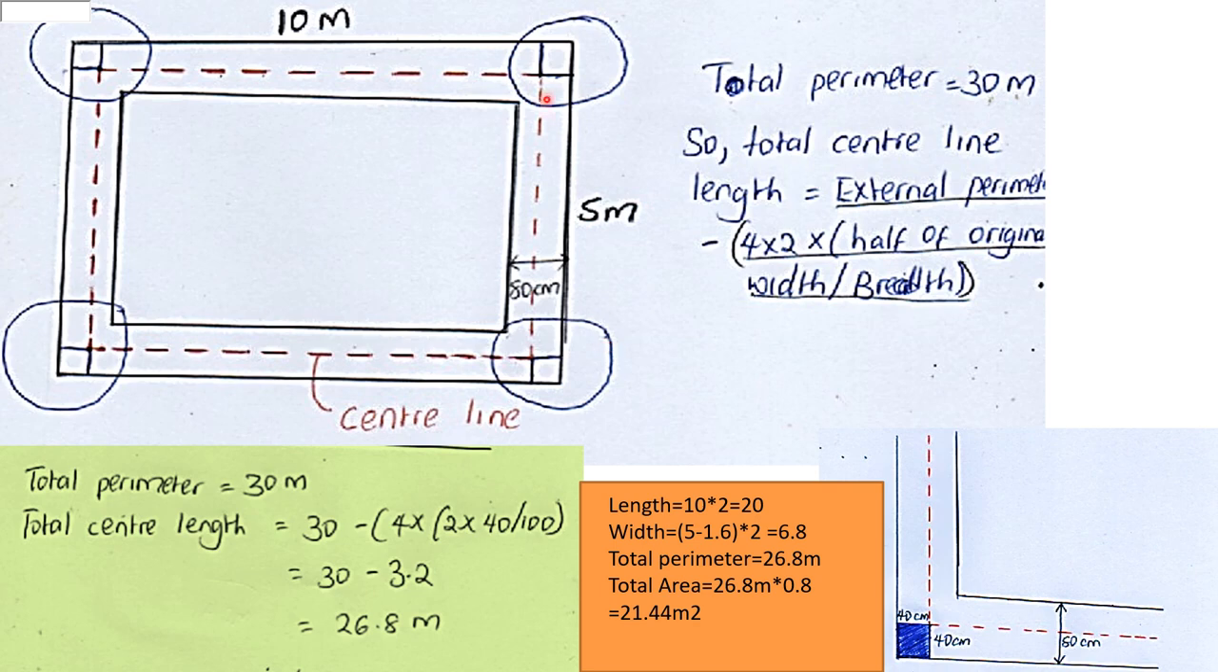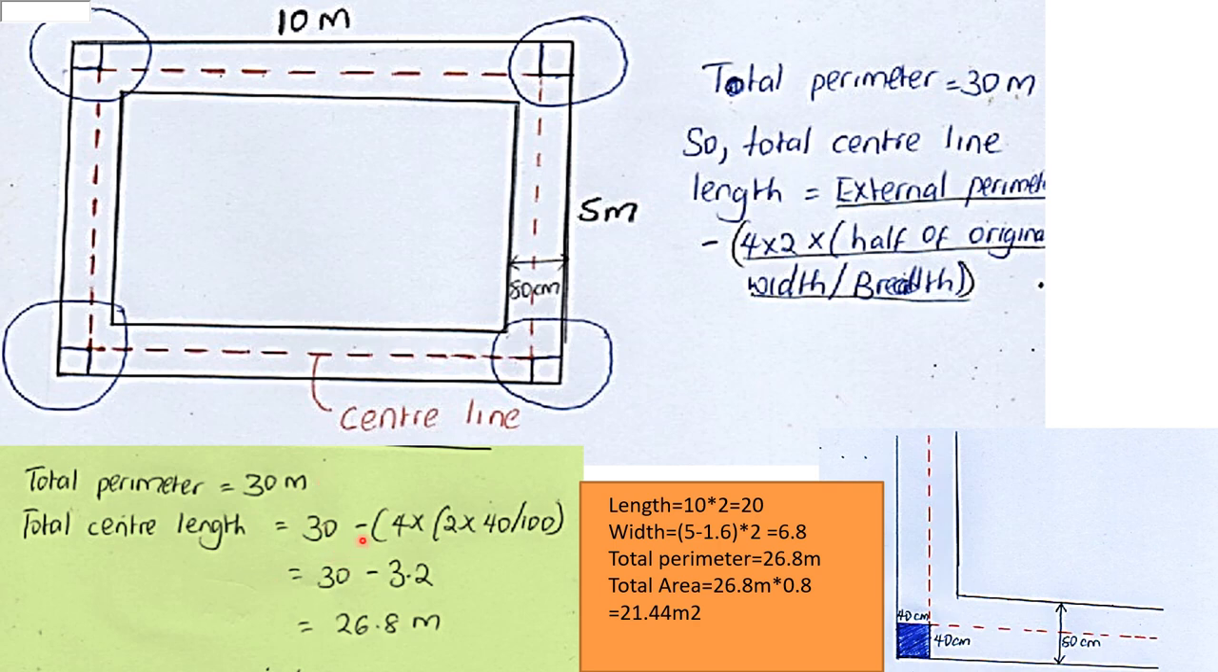You can see the number of corners, there are 4. Then in these 4 corners we have 2 half thicknesses. Half width, as in half the thickness. For example, in this area 80 centimeters is the thickness. So we shall take the external perimeter, for this one it shall be 30 meters because the length is 10 and the width is 5. 2 into bracket length plus width, 2 times 15, 30.